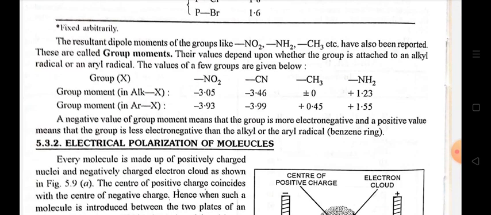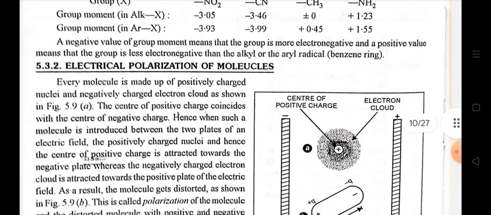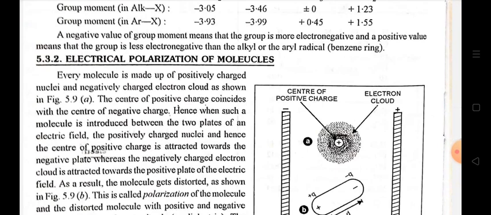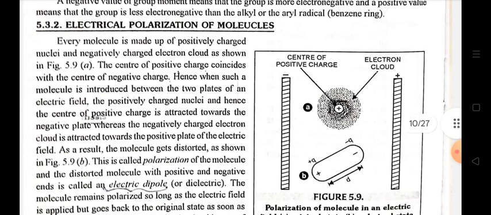Electrical polarization of molecules. Every molecule is made up of positively charged nuclei and a negatively charged electron cloud, as shown in figure 5.9a. The center of positive charge coincides with the center of negative charge. Hence, when such a molecule is introduced between the two plates of an electric field, the positively charged nuclei, and hence the center of positive charge, are attracted towards the negative plate, whereas the negatively charged electron cloud is attracted towards the positive plate of the electric field. As a result, the molecule gets distorted, as shown in figure 5.9b.